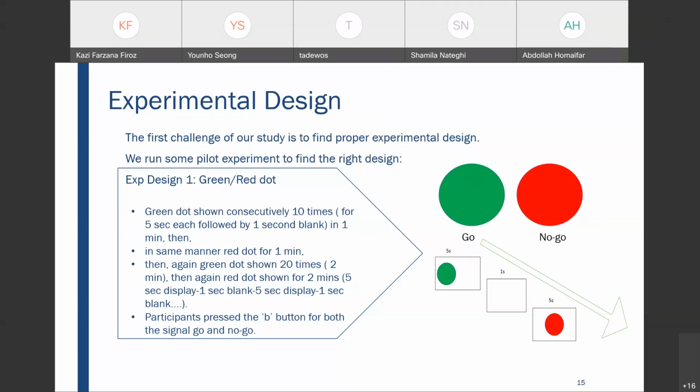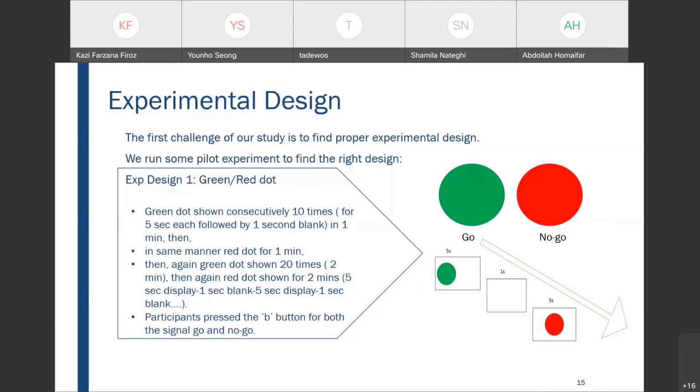green dot is shown consecutively 10 times at first for 5 seconds each. Like one green dot is shown for 5 seconds, then 1 second of blank, then again 5 seconds of green dot. That's the way we show 10 green signals for go. Then 10 signals for no go with red dots. Then in the same run, 20 go signals. Then in the same run, 20 red signals.